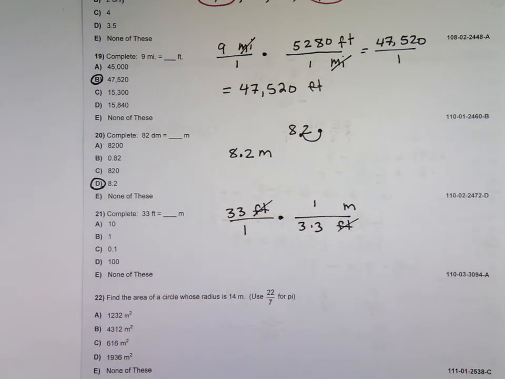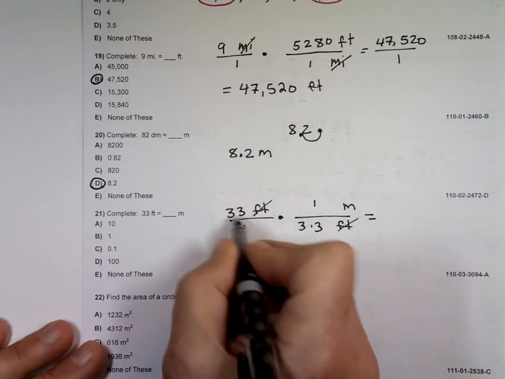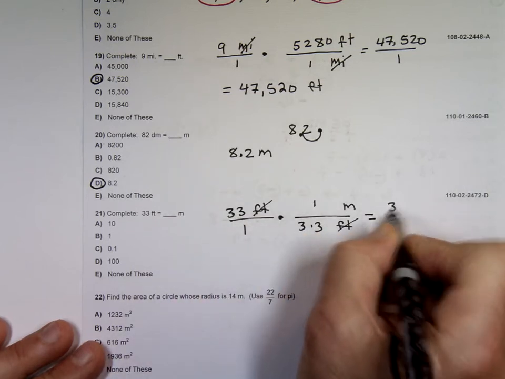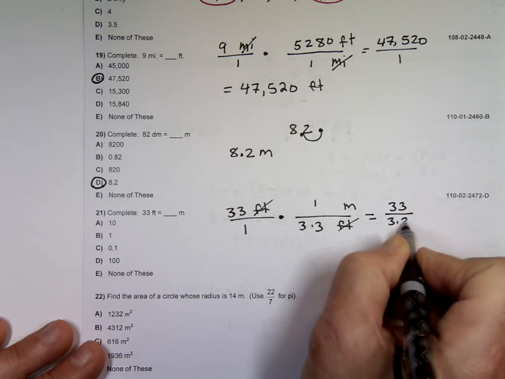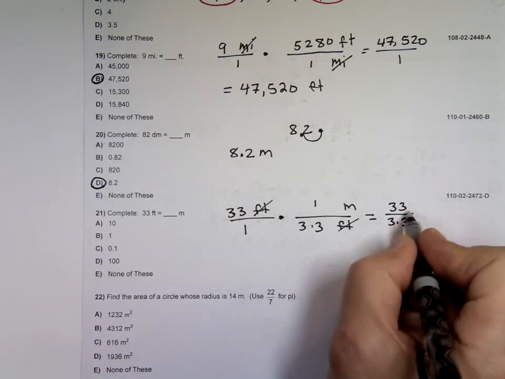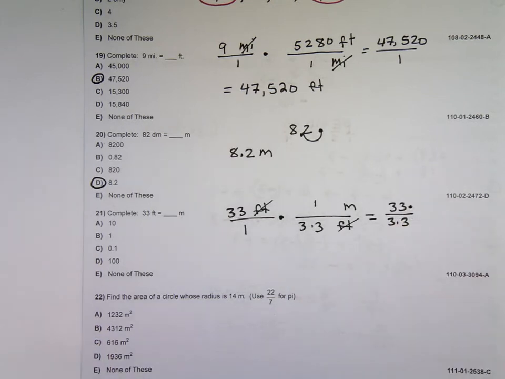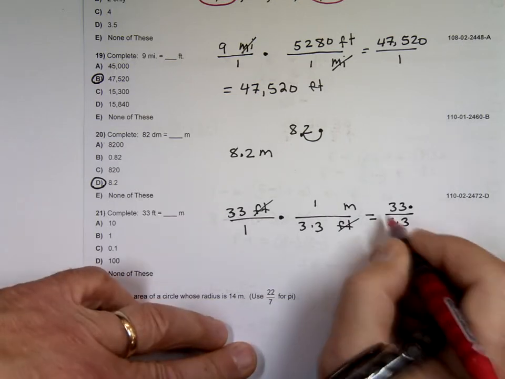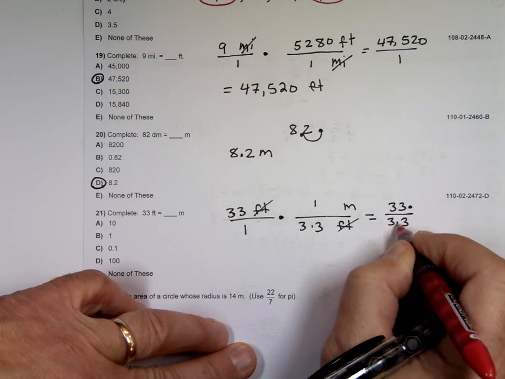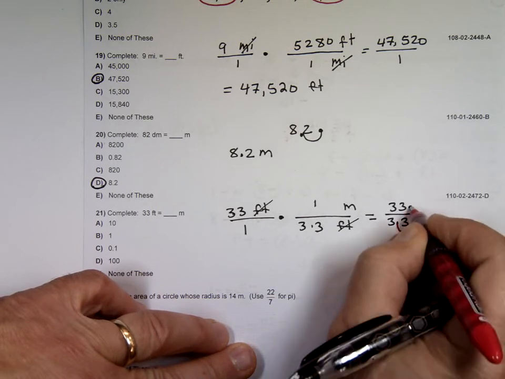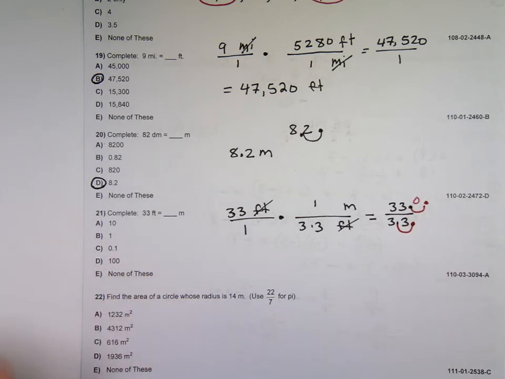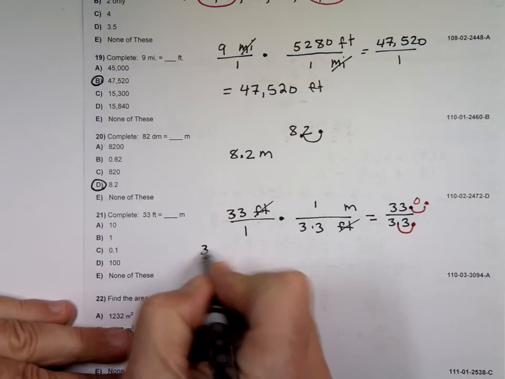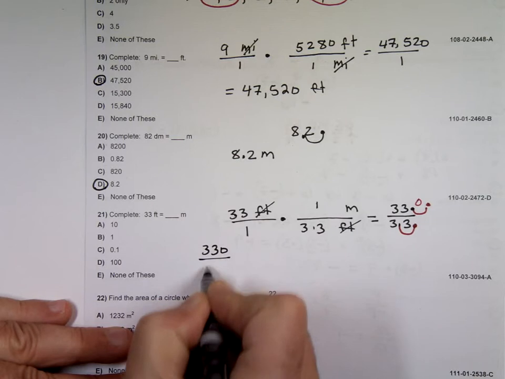So this will be 33 over 1 times 3.3. Now again, remember my decimal point for the 33 at the end. We don't like to see numbers in the bottom with a decimal point in them if you want to divide them. So you're going to move the decimal point one place to the right, and this one one place to the right. So the answer becomes what? 330 divided by 33, which is 10.